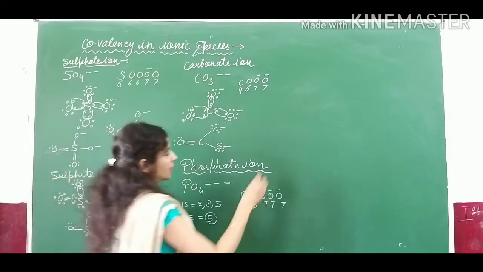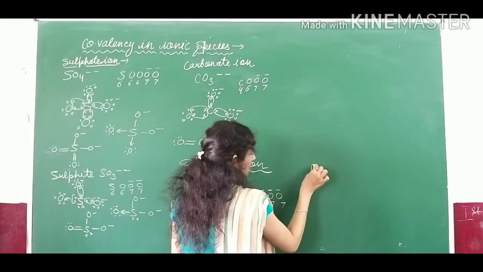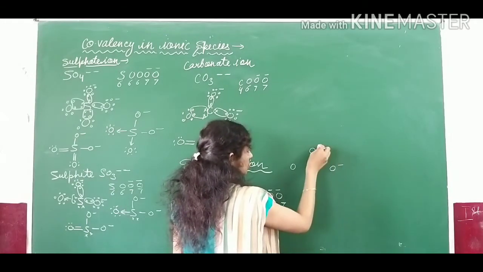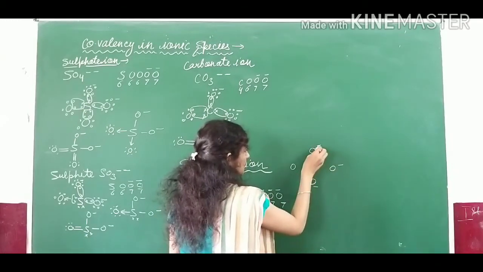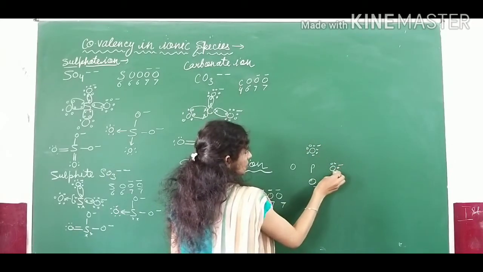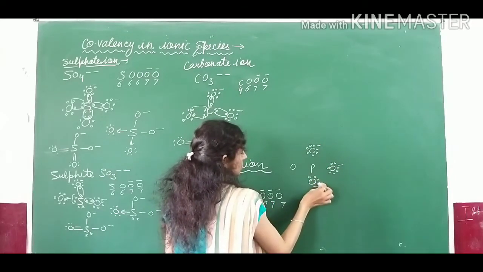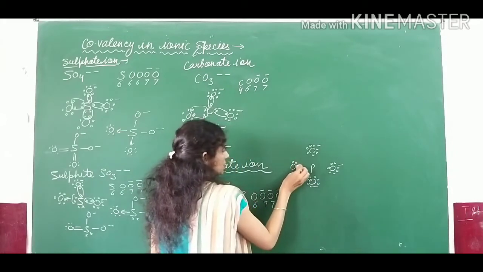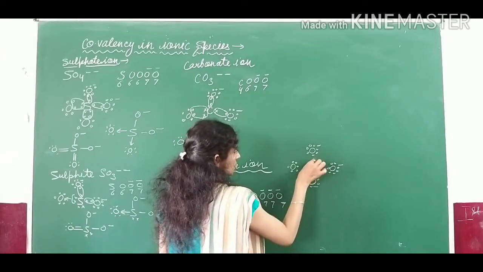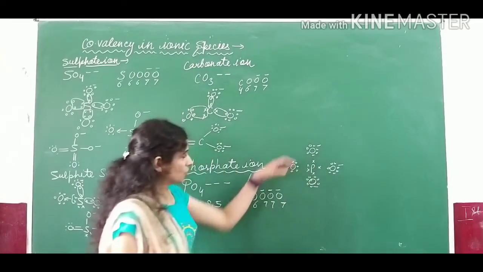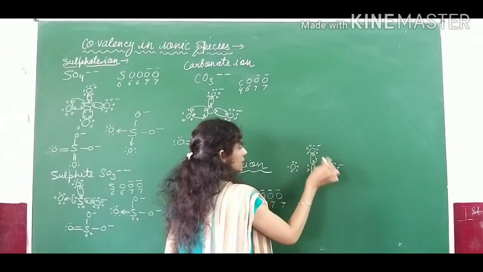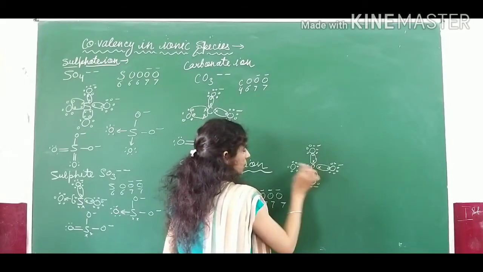So let's start to make its structure. Phosphorus you have to keep in the center. Then 4 oxygens are to be written in this way. These 3 are having negative charges. So 3, 4, 5, 6, 7, 6, 7, 2, 3, 4, 5, 6 are to be there. Phosphorus is having 5 electrons, so that is to be mentioned in this way. These 3 oxygens are having 7 electrons. So what will they do? They will share their electron in this way. Okay, and their octet is completed now.